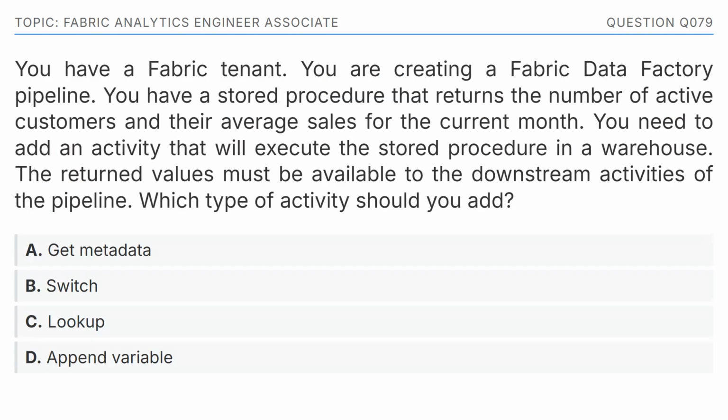You have a Fabric tenant. You are creating a Fabric data factory pipeline. You have a stored procedure that returns the number of active customers and their average sales for the current month. You need to add an activity that will execute the stored procedure in a warehouse. The returned values must be available to the downstream activities of the pipeline. Which type of activity should you add?